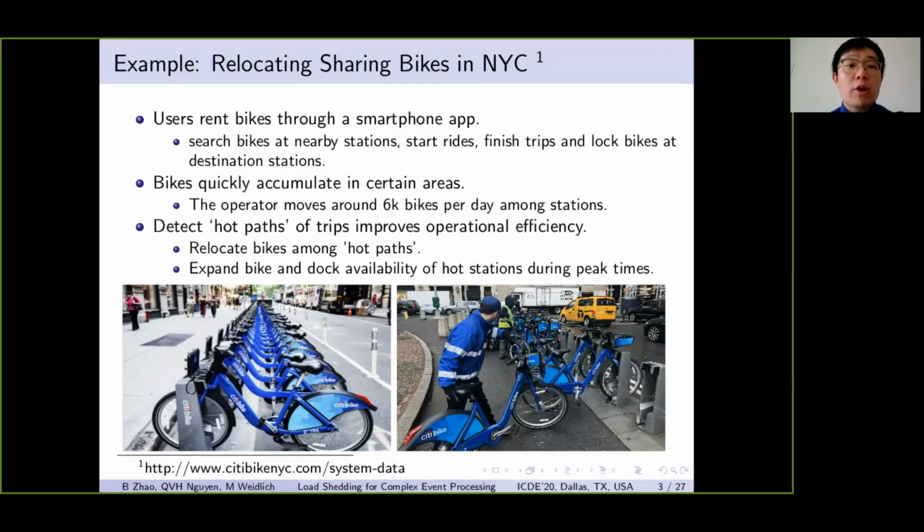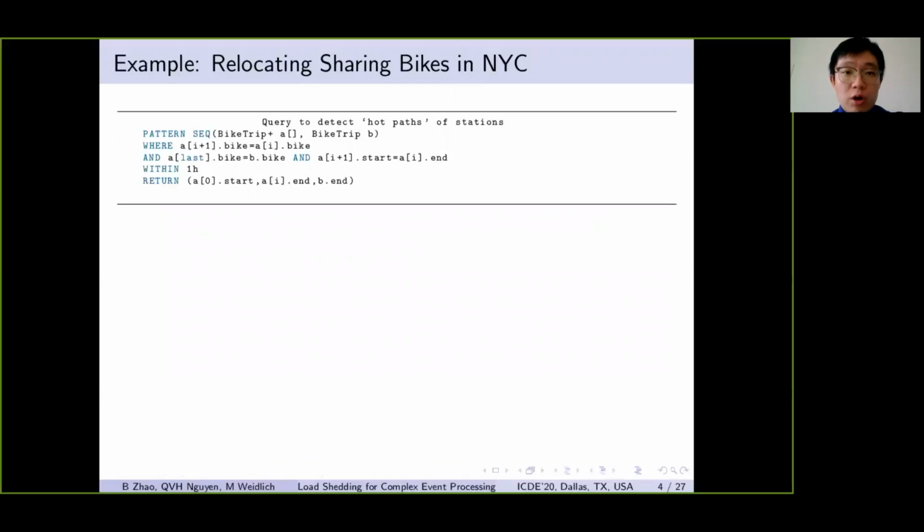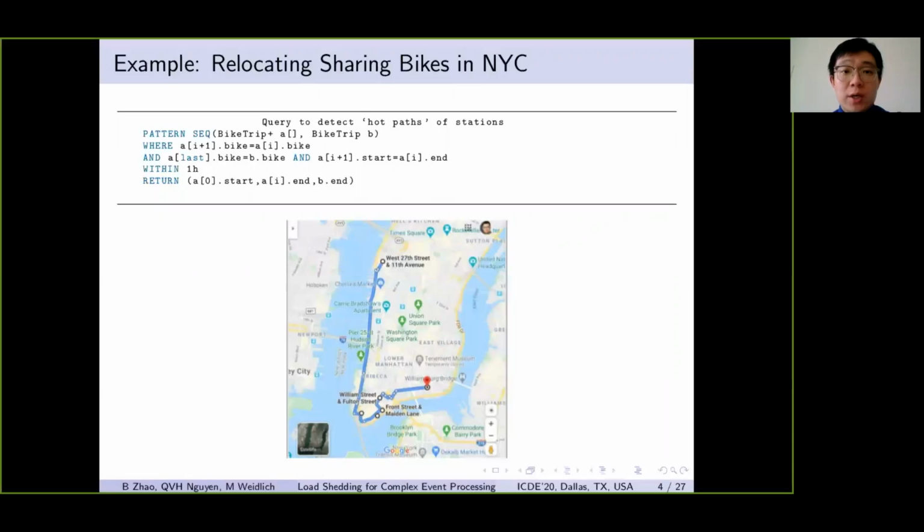To improve operational efficiency, we detect hot passes of trips. The operator should relocate bicycles among hot passes. This query specifies a pattern that the previous trip's end station is the next trip's start station within 1 hour. One hot pass is illustrated in this figure.